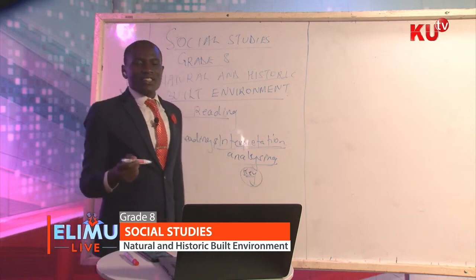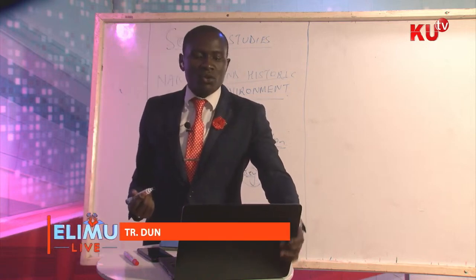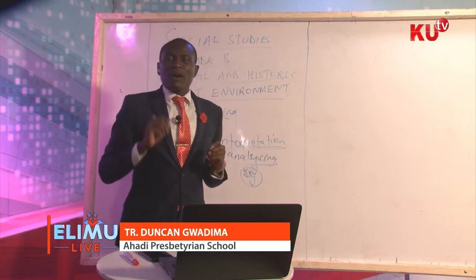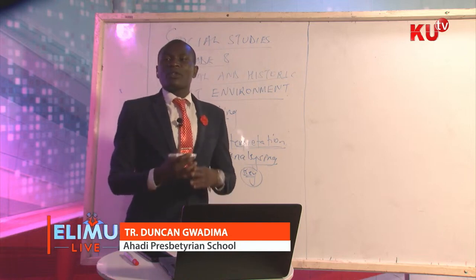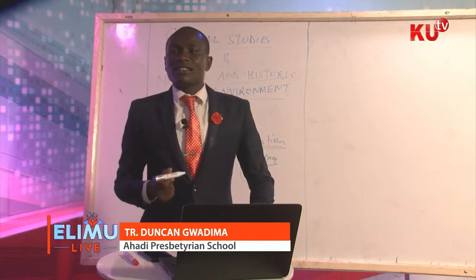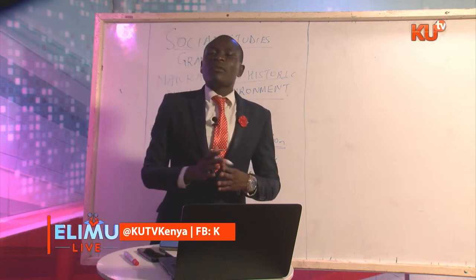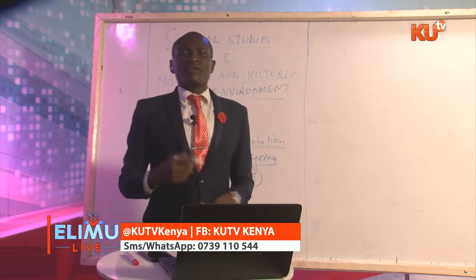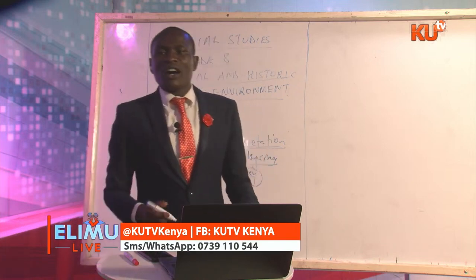Now, that takes us to the elements of a map. What are the elements of a map? For us to call this a good map, there are 5 elements of a map that we are going to look at. Students who are watching us, using the number that is on your screen, what are some of the elements of a map do you know? Use the number that is on your screen to give us your answer.